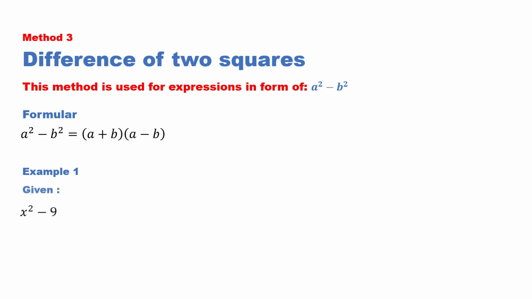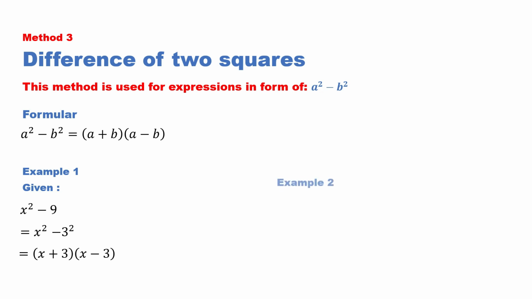In example 1, we are given x squared minus 9. So, we need to write 9 as 3 squared so that our expression can be in the required form of a squared minus b squared. So, our expression will be x squared minus 3 squared. If we apply the formula, we simply get x plus 3 and x minus 3.